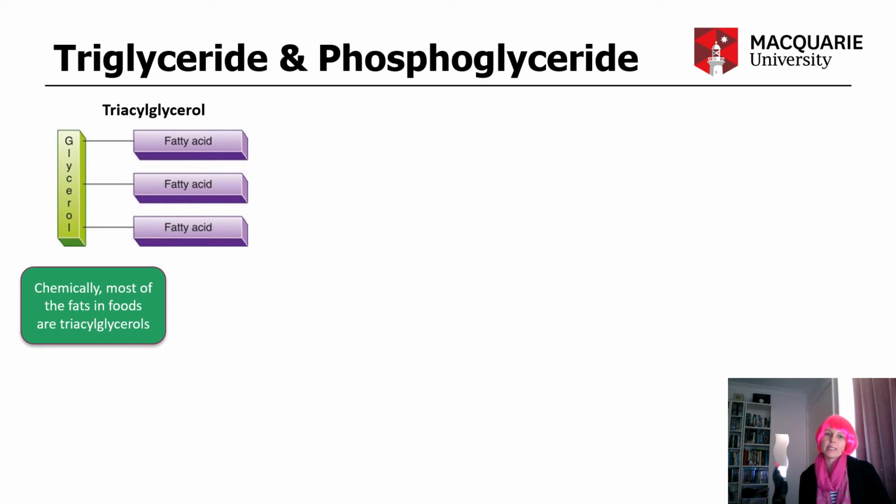So they're the fatty acids. If we now look at the triglycerides and phosphoglycerides, with triglycerides, tri meaning 3, you have 3 fatty acid chains attached to a glycerol. Chemically, most of the fats in foods that we consume are in this form, and those fatty acids can all be the same fatty acid attached to a glycerol, or they could be different fatty acids attached to the glycerol. It depends on the food that you're eating.